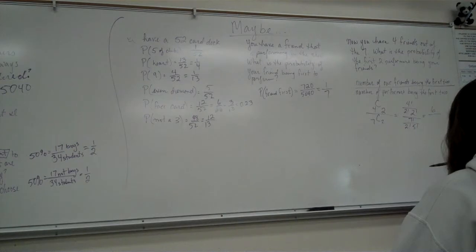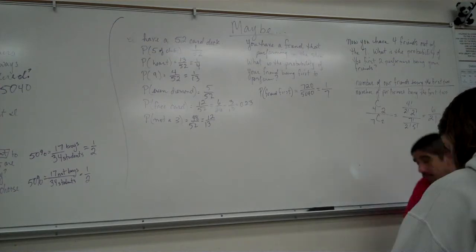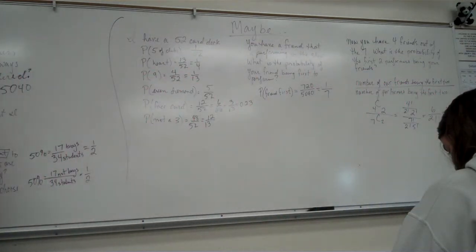Which leaves 7 times 6 on top, divided by 2 times 1 on the bottom, plus 42 divided by 2, which is 21. Good. And then we reduce that: 6 over 21 is 2 over 7. So the probability of 2 of our friends going up there and being the first 2 is about 2 out of 7. Not to say that it always works out that way.